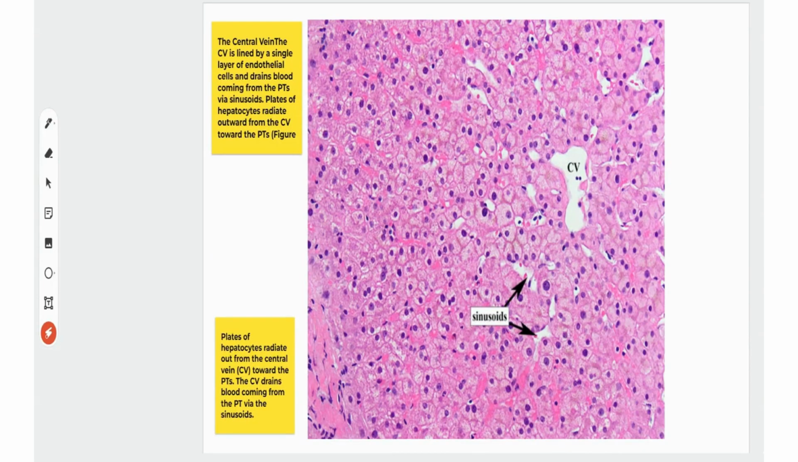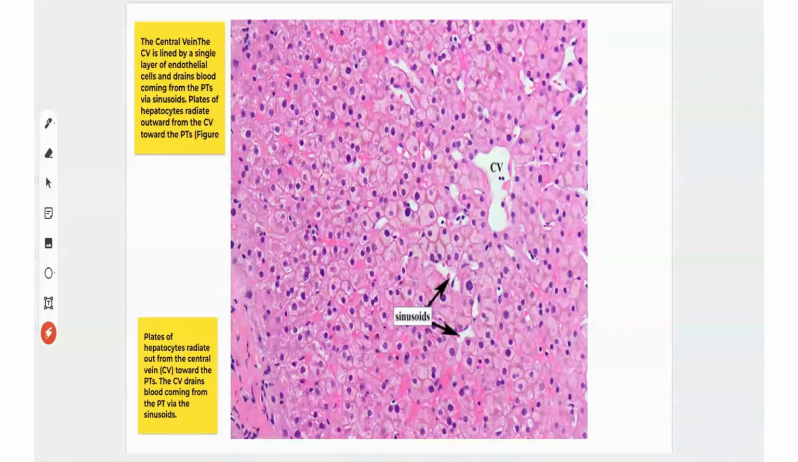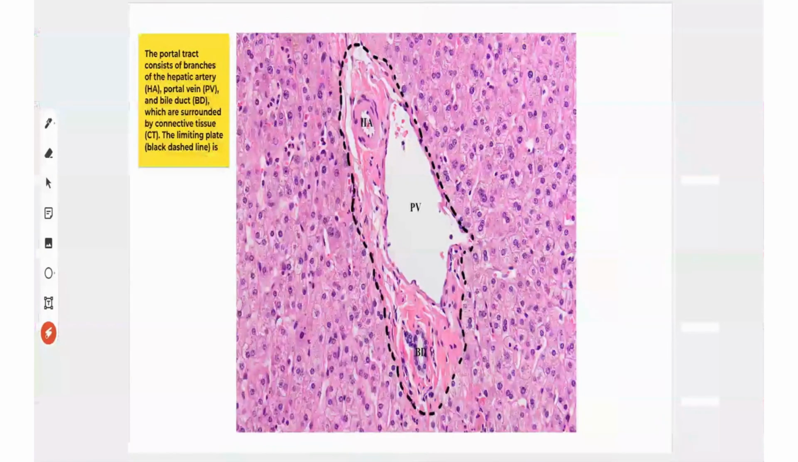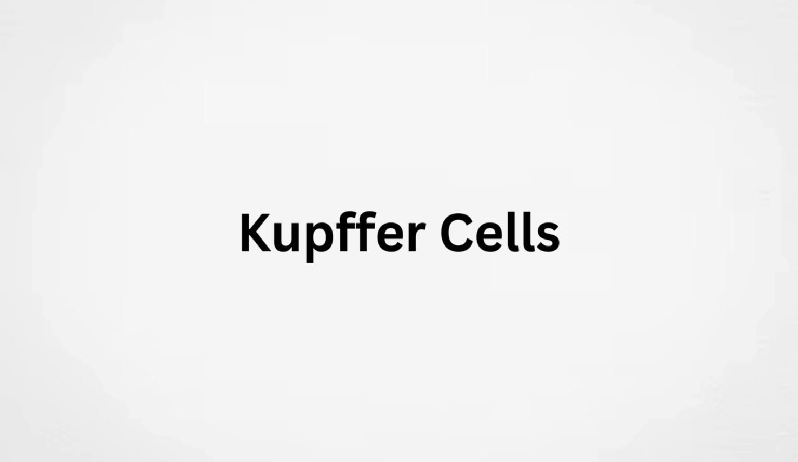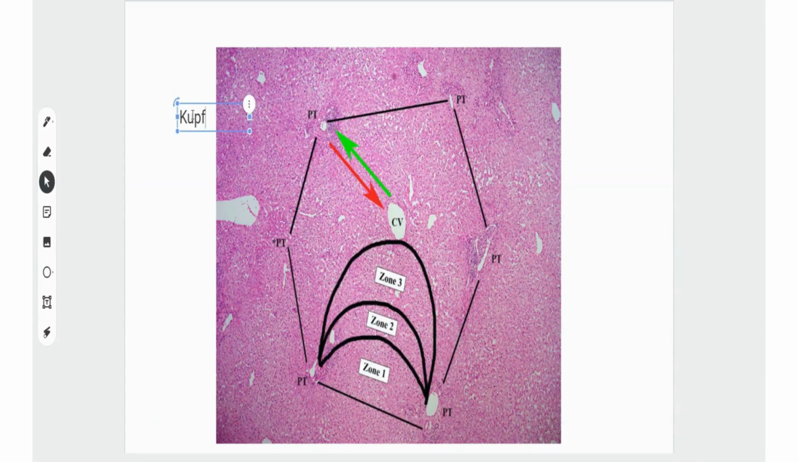Kupffer cells are specialized macrophages located within the sinusoids and play a crucial role in immune defense by engulfing and removing foreign particles and old red blood cells. The liver is also surrounded by a connective tissue capsule called Glisson's capsule, which extends into the organ and forms the supportive structures within the lobules. This all contributes to the intricate design of the liver and allows it to efficiently carry out these vital tasks, contributing to the overall well-being of the body.